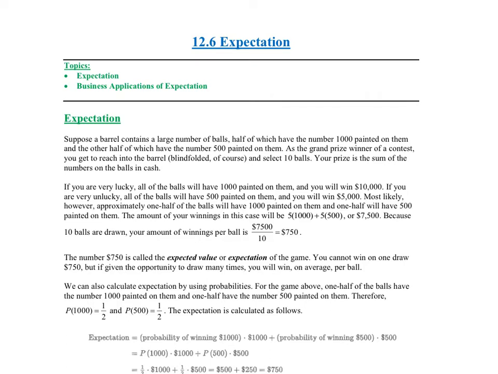So it says the amount of your winnings in this case would be 5 times 1,000 plus 5 times 500, or 7,500. Because 10 balls are drawn, your amount of winnings per ball is 750. So I want you to look at this 750 value right here. This is called the expected value. What is an expected value? An expected value is what the average will be in the long run.